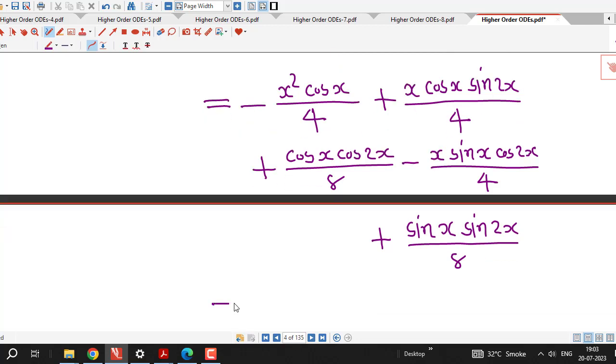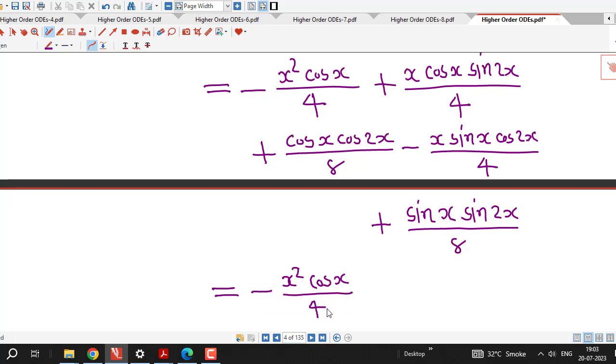Now we can again rewrite this as I am writing this x square first term, x square cos x by 4 as it is, and I am combining these two terms.